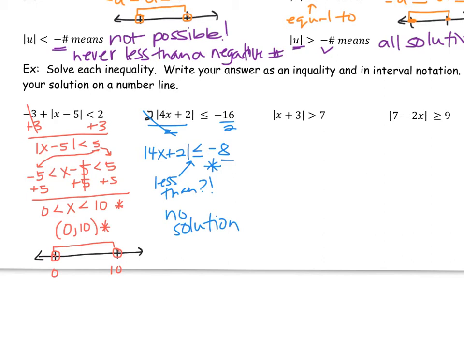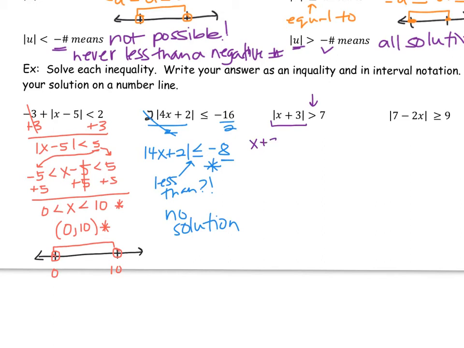Absolute value of x plus 3 is greater than 7. Taking a look at this, the absolute value is already isolated. Look up above to see what we'll do with a greater than inequality. That goes away from the number line, and that represents that first definition up above. We're going to split this using the switch it, change it rule.